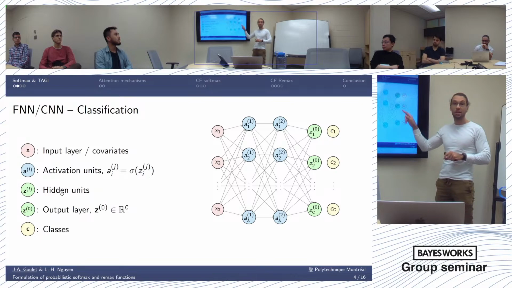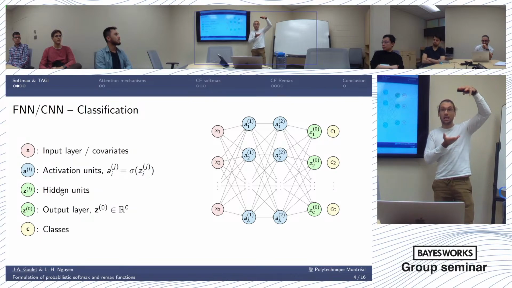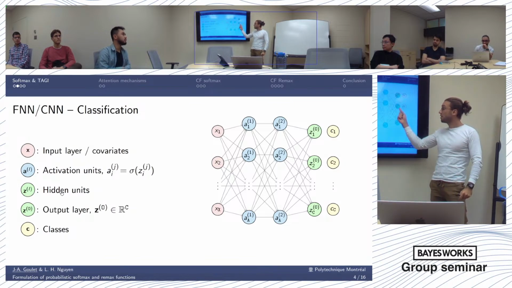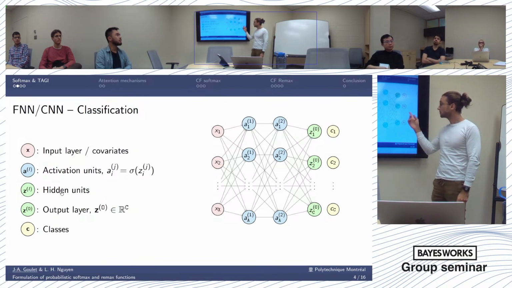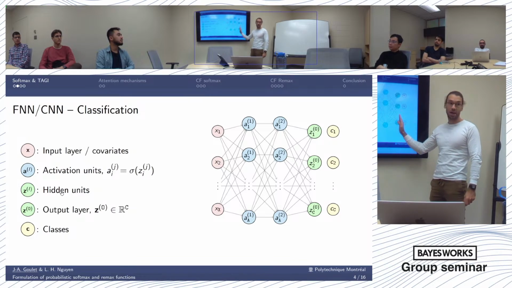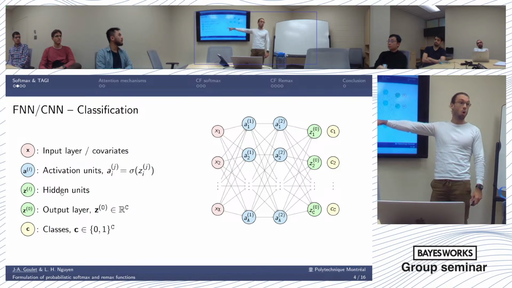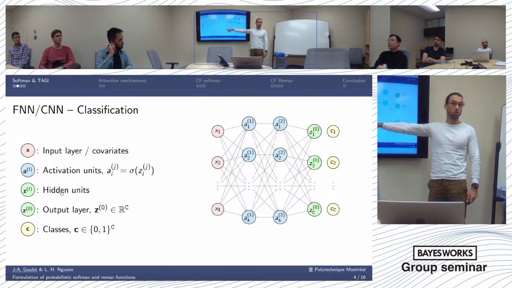Instead of having as many variables as what you want to predict, you're going to have as many variables on the output layer as you have classes. If you have 10 classes, you're going to have 10 variables here that are all in the real space, minus infinity to plus infinity. The C's are your classes. So these are real values, and these are classes. Classes are going to be 0 or 1 in C dimensions.